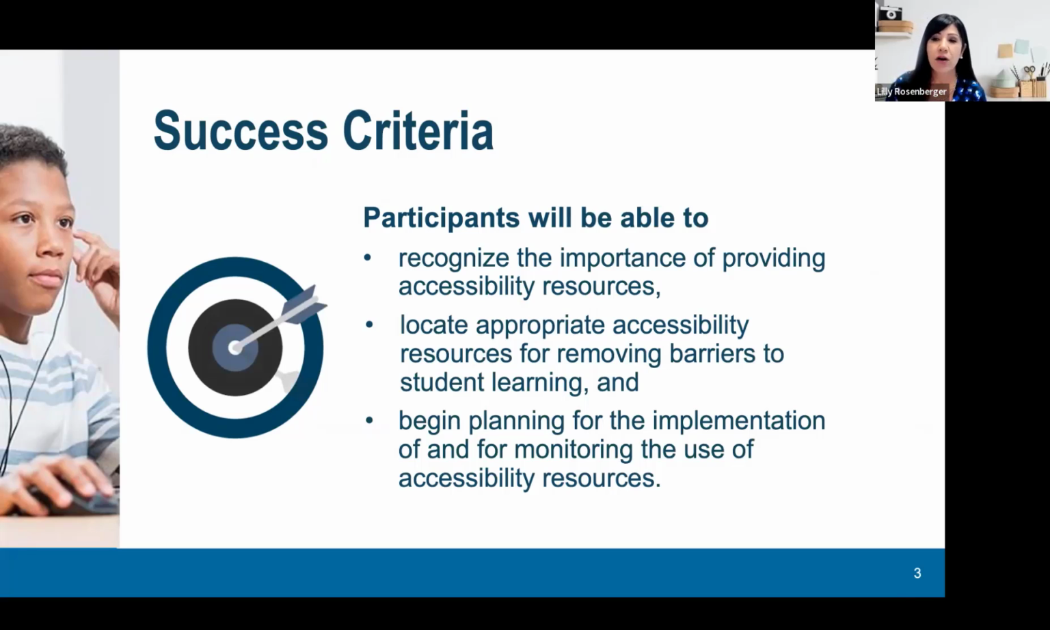Now let's consider our success criteria. At the end of the session, participants will be able to recognize the importance of providing accessibility resources, locate or know where to find the appropriate accessibility resources for removing barriers to student learning, and to begin planning for the implementation of and for monitoring the use of accessibility resources.